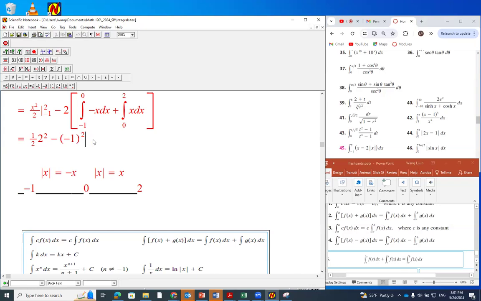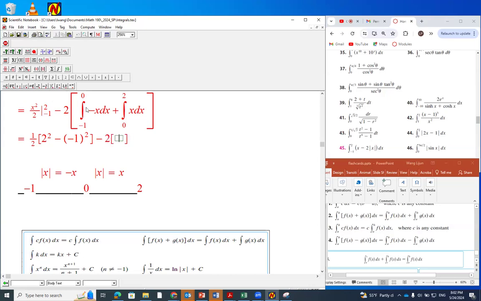Okay, maybe I should use brackets here. Okay, use brackets. So this part is complete. This part turns into capital F of B subtracting capital F of A. We're applying the fundamental theorem of calculus part 2, subtracting inside this bracket.